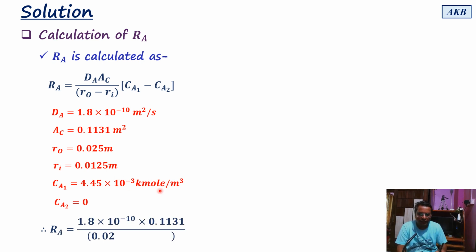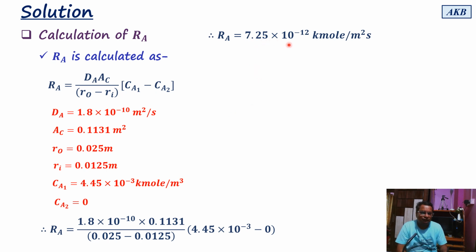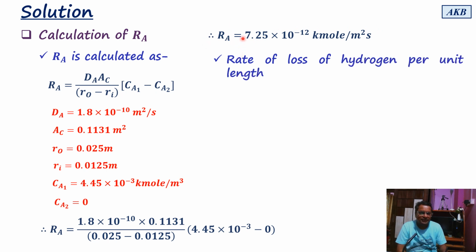Therefore, if you put all the values, Ra will be 1.8 into 10 to the power minus 10 into 0.1131 into 4.45 into 10 to the power minus 3 minus 0 divided by 0.025 minus 0.0125. And if you simplify, you will get Ra as 7.25 into 10 to the power minus 12 kilomole per meter square per second per meter length of the pipe. That means hydrogen is getting lost at this rate, 7.25 into 10 to the power minus 12 kilomole.